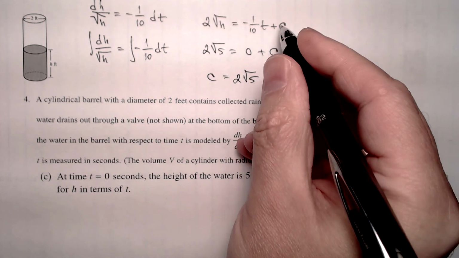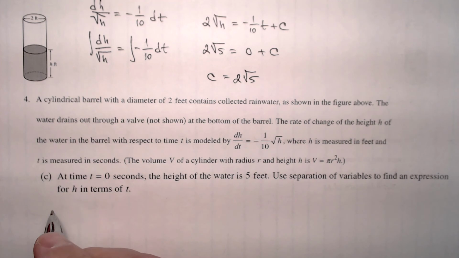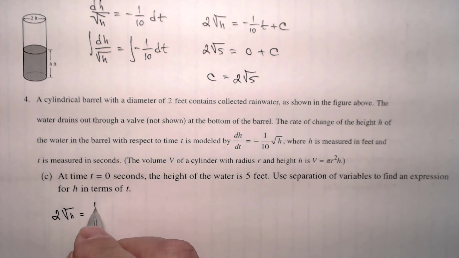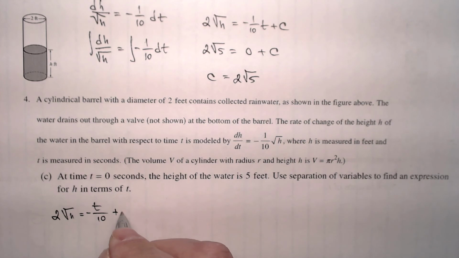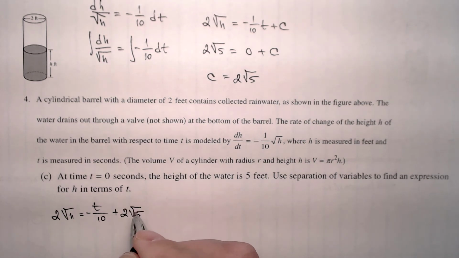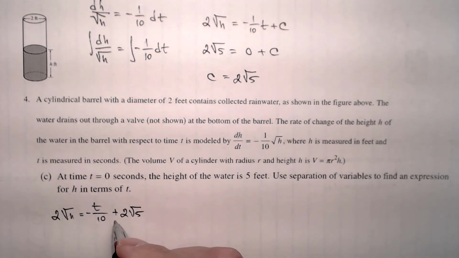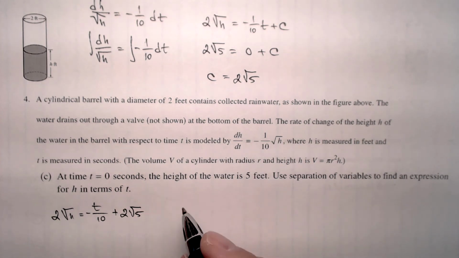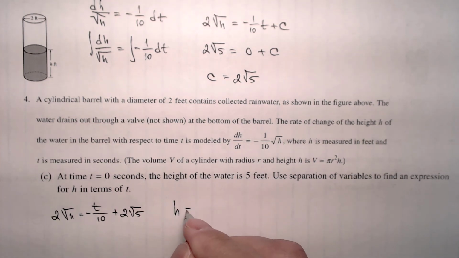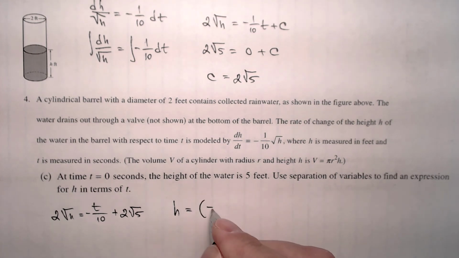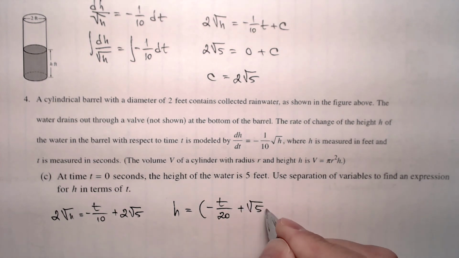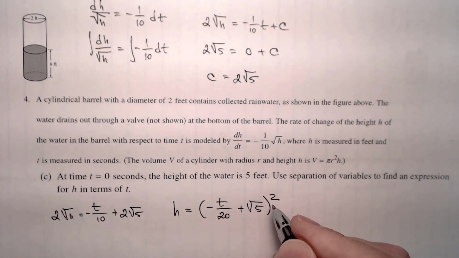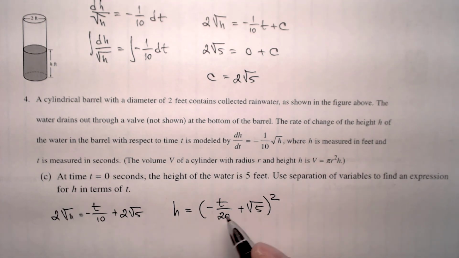And so then, plugging it back in, we get 2 square root of h equals negative t over 10, plus 2 square root of 5. Divide by 2 and then square the right hand side. When we divide by 2 we get h equals negative t over 20 plus square root of 5, all squared. And so this is our answer for h as a function of t.